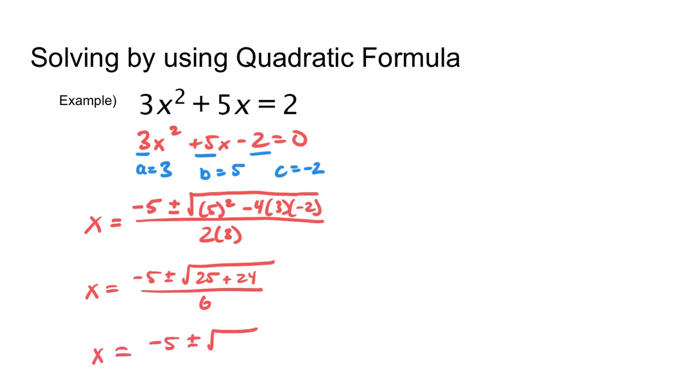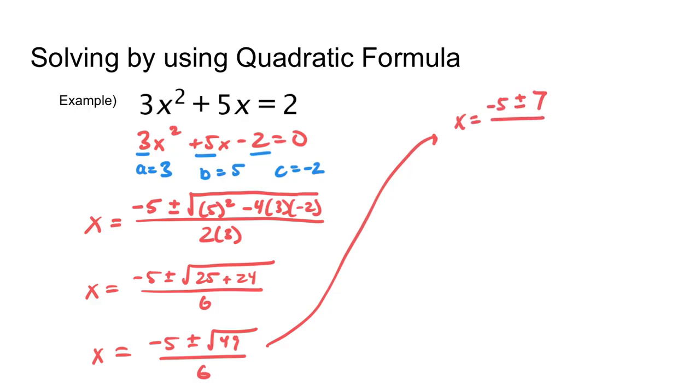Negative 5 plus or minus the square root, let's see, that's 49, all over 6. Now, we can keep going. So I have x equals negative 5 plus or minus, let's see, the square root of 49 is 7, divided by 6. Now remember what that plus or minus actually means. It means that I can split the problem to have two different answers.